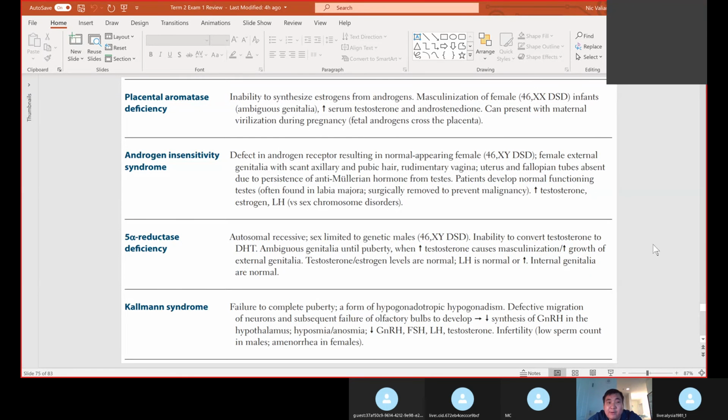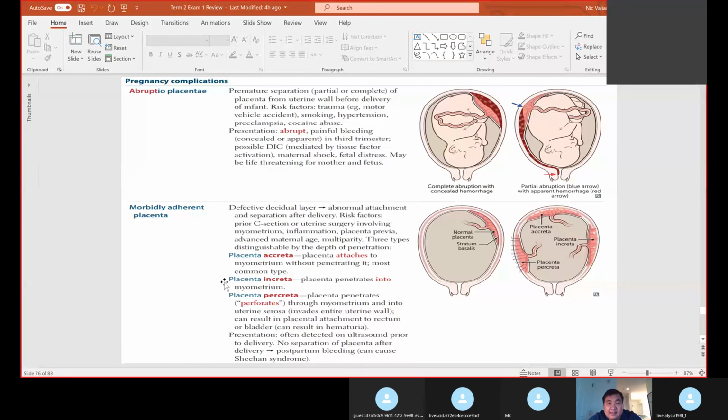Pregnancy complications: abruptio placenta and placenta accreta, increta, and percreta. Abruptio placenta, you have abruption of the placenta. This is painful bleeding, very, very painful. So you have a concealed hemorrhage there. Sometimes if it's a partial abruption, it leaks. What are the risk factors? Remember those teratogens, right? Cocaine abuse, smoking. Also, preeclampsia can predispose you to abruptio placenta.